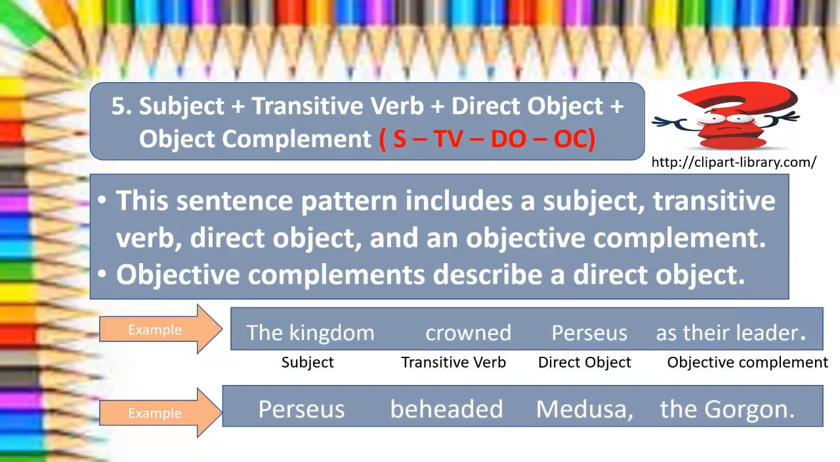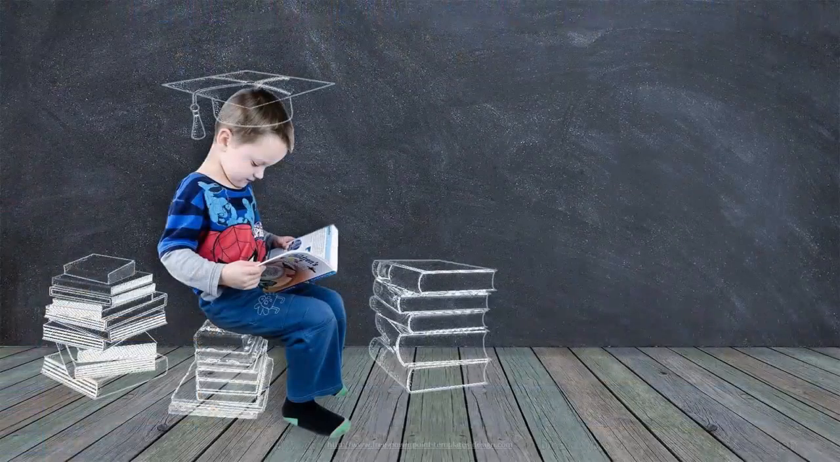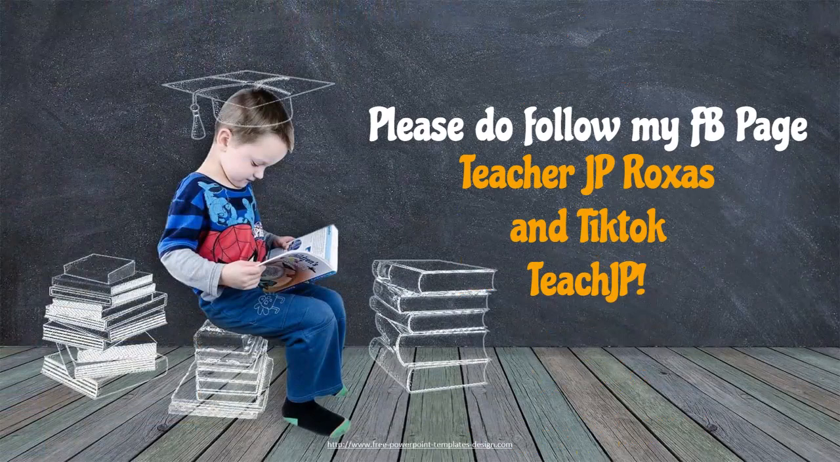Another example is Perseus beheaded Medusa, the Gorgon. Perseus is the subject, beheaded is the transitive verb, the direct object is Medusa, and the objective complement is the Gorgon. There you have it, the 5 common sentence patterns.